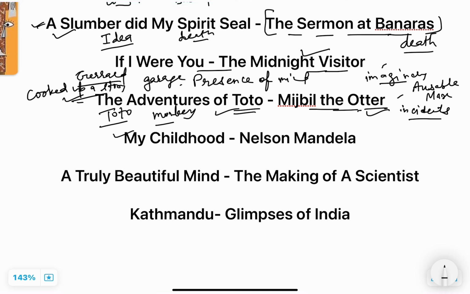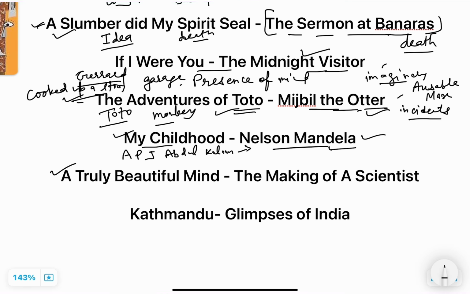Next one is My Childhood. This is taken from an autobiography about APJ Abdul Kalam. In the same way, we shall read the chapter Nelson Mandela, which is also taken from his autobiography. This is about Nelson Mandela himself. So this is like an autobiographical example. We will read about Nelson Mandela in the same way as we read about APJ Abdul Kalam, in class 9 and in class 10.